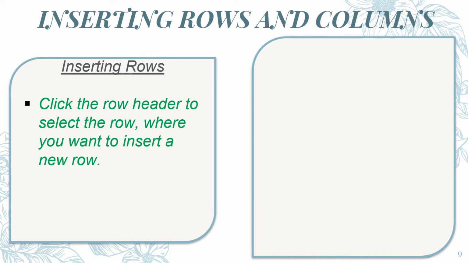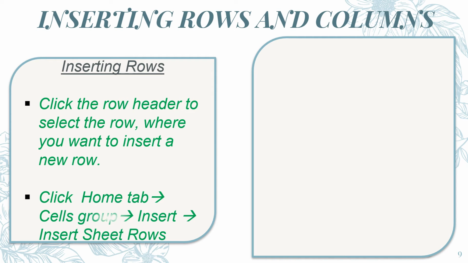Click the row header to select the row where you want to insert a new row. Then click on the Home tab. Under the Cells group, you have the Insert button. There you will click on the Insert Sheet Rows option. So the command to insert rows is Home tab, Cells group, Insert Sheet Rows option.